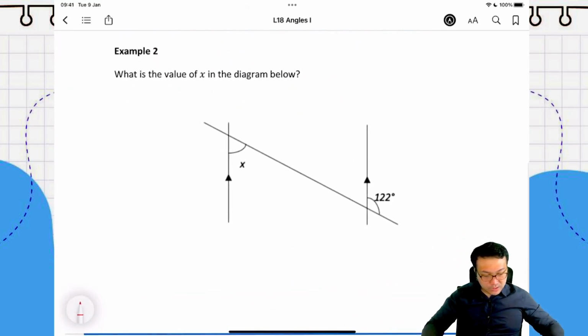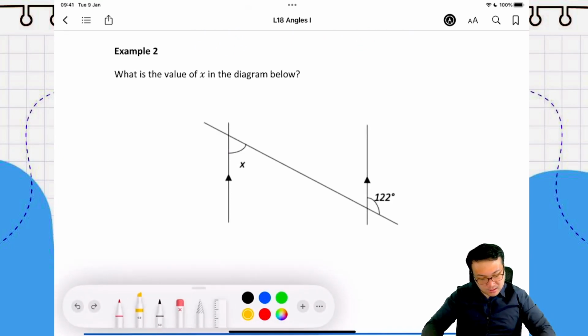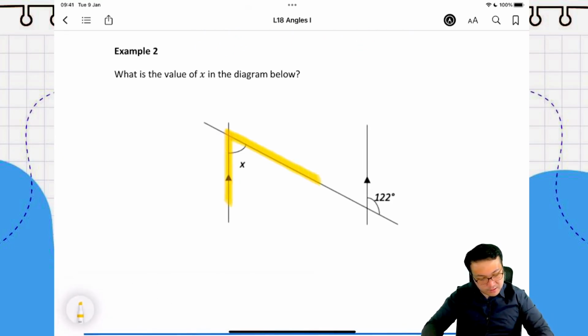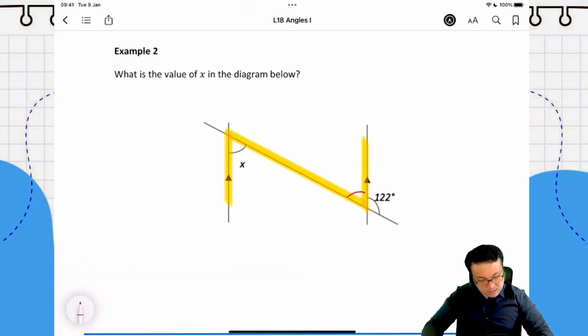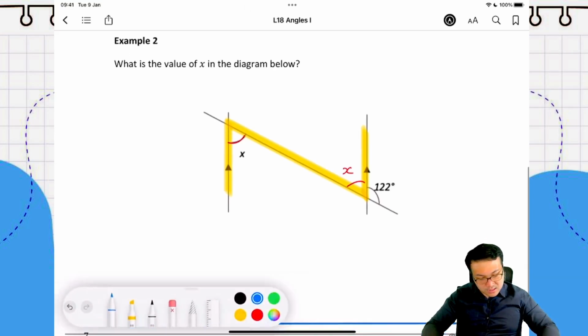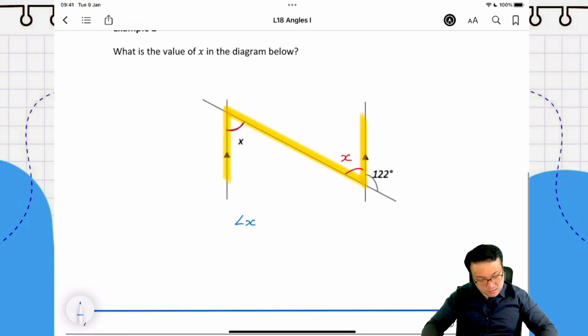Example 2, we have a letter Z. It's parallel lines. You can immediately draw a letter Z. So whenever you see a letter Z, these two angles are the same. So straight away you know this is angle X. So it's very easy to find angle X.